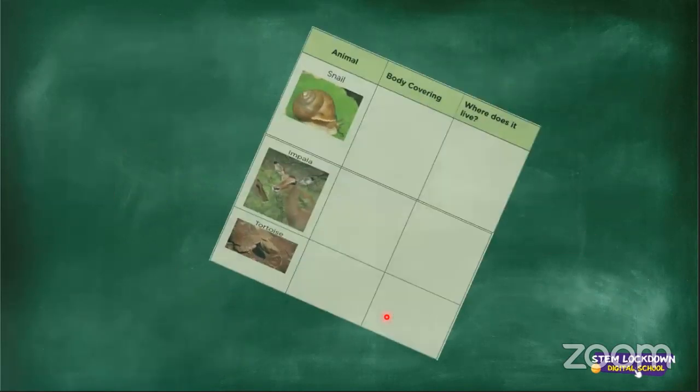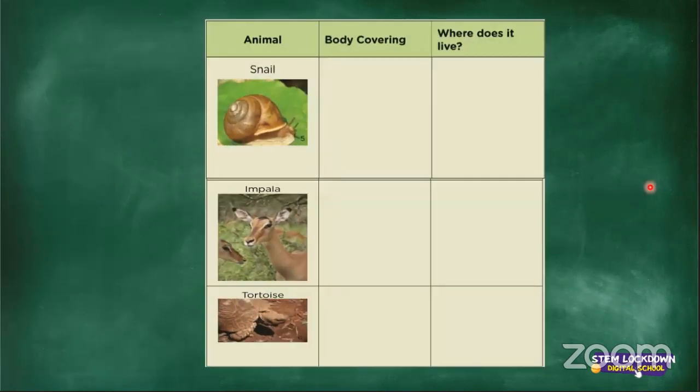Okay, here is our first picture, and this is from the Thunderbolt Grade 4 textbook. Now let's look at this animal, a snail. Okay, what type of body covering does a snail have?